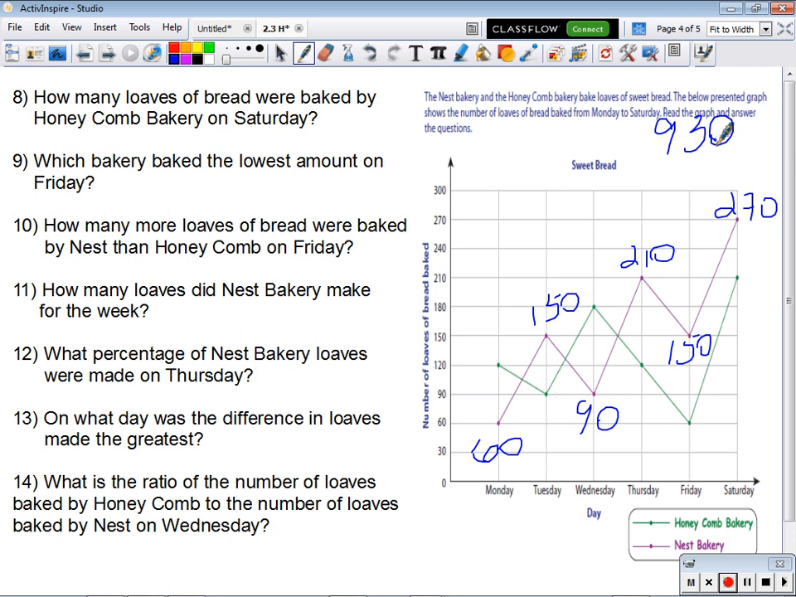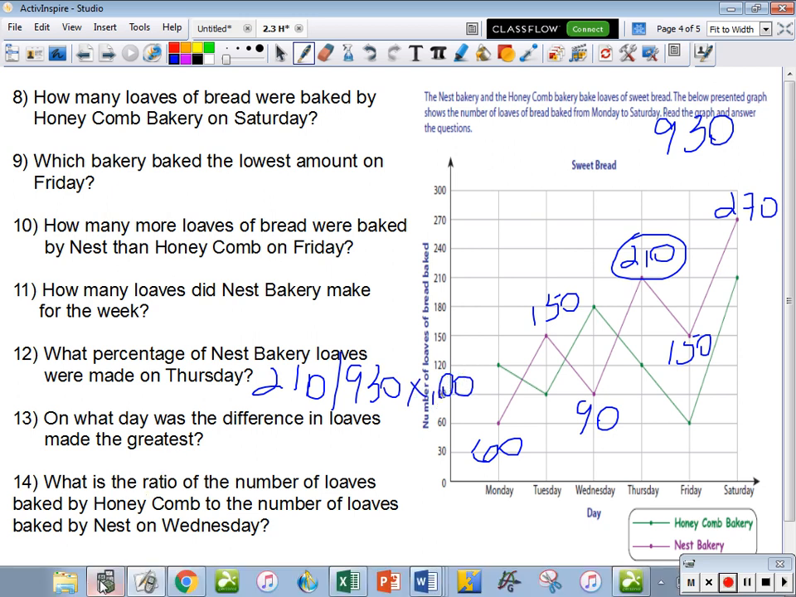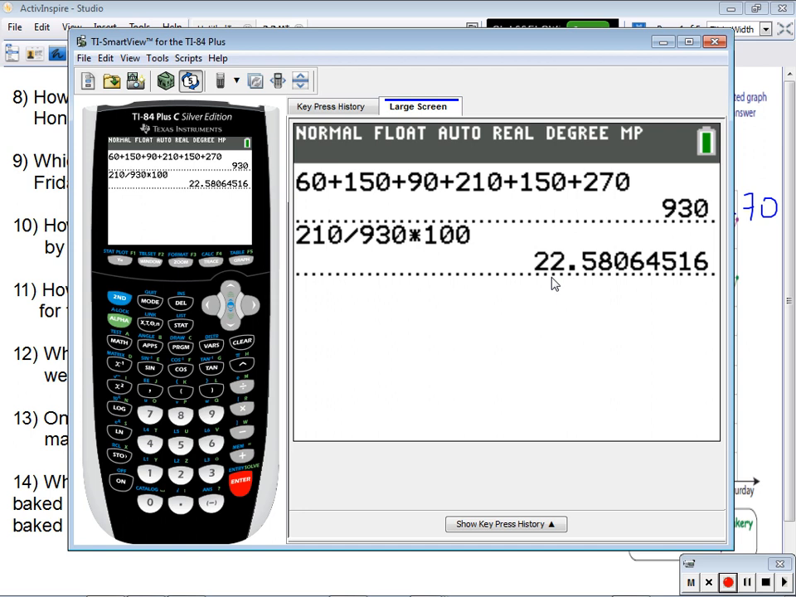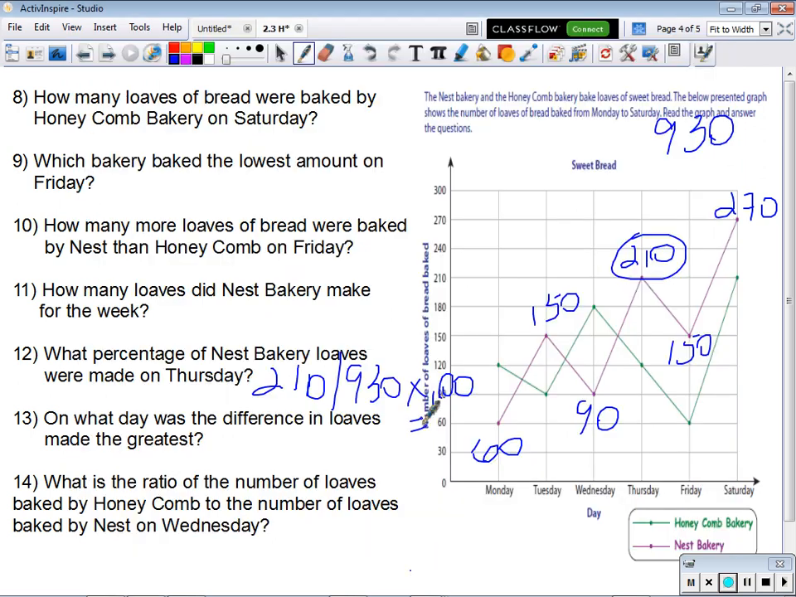Number 12 says, what percentage of Nest Bakery loaves were made on Thursday? So Thursday they did 210 loaves. So to convert that to a percent, I want to do 210 divided by 930 times 100. Right, so when I take my calculator here, I got 210 divided by 930 times 100. And when I do that, this comes out to be roughly 22.5%. So since that's 0.5, we'll call this 23%. So that would be the answer for number 12.